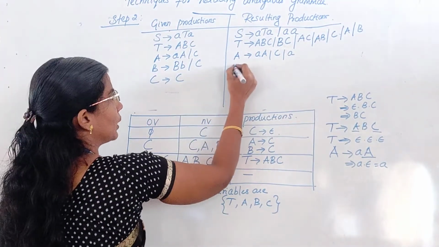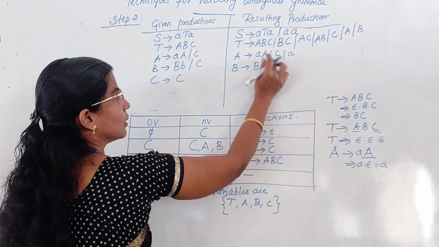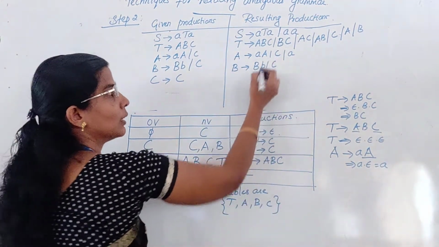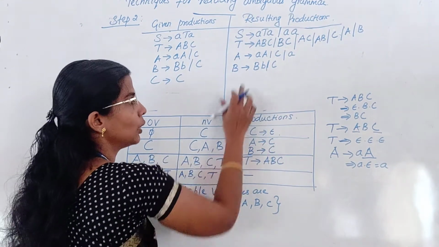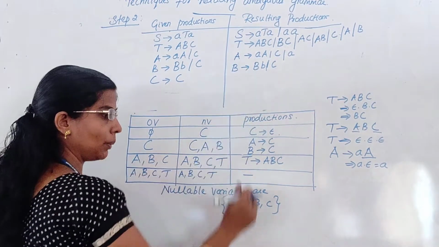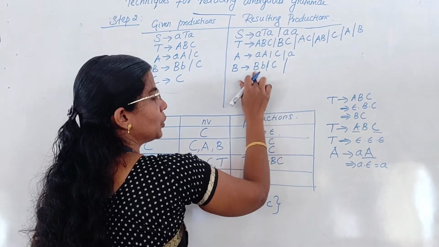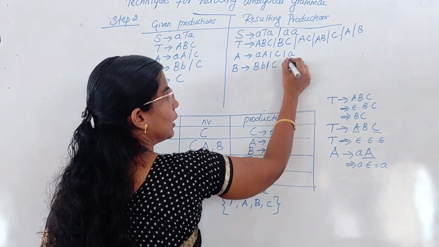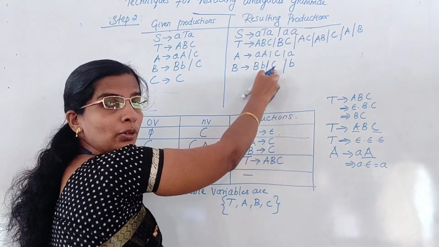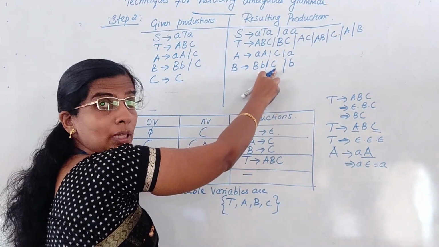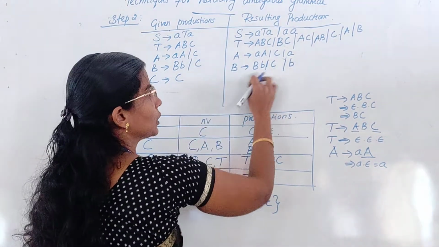Next, coming to the next one, first you have to write as it is: B, B, C. Next, what do I have to do? Check whether this B is a nullable variable. Yes, B is a nullable variable, so you can substitute epsilon. When you substitute epsilon, you will get B. When you substitute epsilon for this C, you will get only epsilon in RHS, but you should not do that since we are eliminating epsilon production.